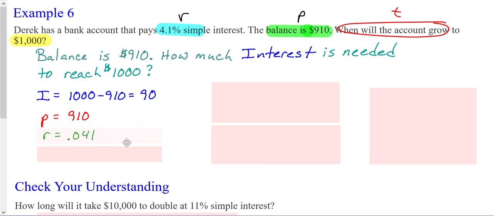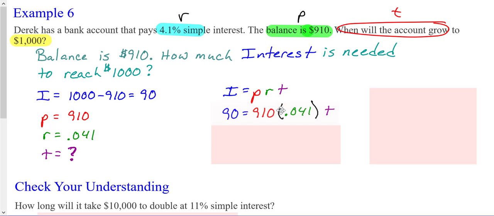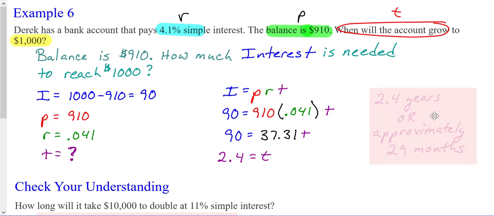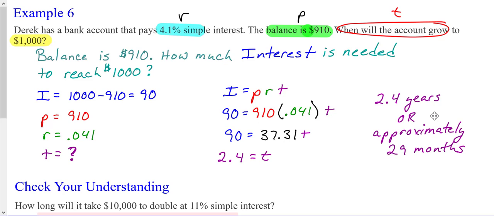Our rate in decimal form is 0.041, and what we're looking for is how much time it is going to take us to get to that $1,000. So we fill in our formula, and this time, instead of the p being our variable, it's t because we're looking for time. We solve, and we end up with 2.4. So our answer would be 2.4 years, or you could calculate it out and say approximately 29 months.